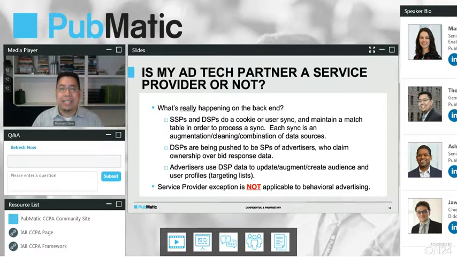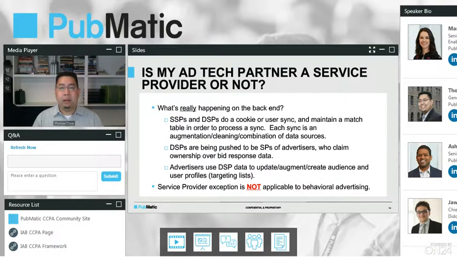And I haven't even gotten into the use of fraud providers like WhiteOps or a matching service like LiveRamp. All of that is likely a sale and falls outside of what a service provider can do because of how their services are architected and what they're doing with that data. And so my bottom line for all of you is that for behavioral advertising, the service provider distinction does not work. That is PubMatic's position, as well as that of many data privacy experts. It's also the position of the IAB.